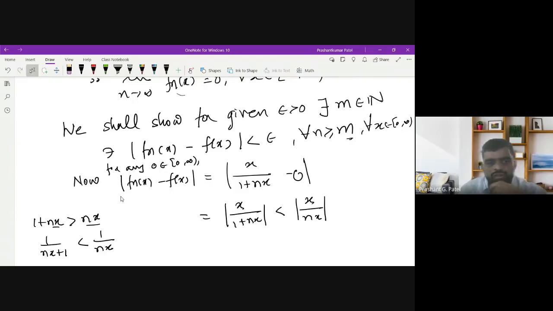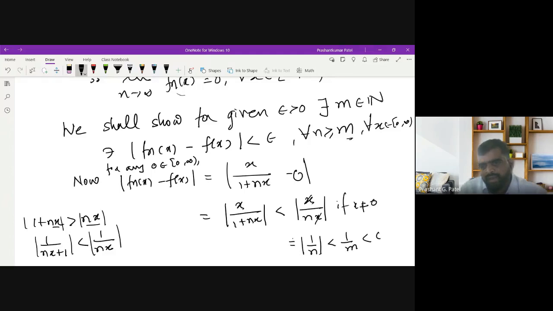If you take a modulus, then also no problem, because x is positive. Now x is cancelled out, provided x is not equal to 0. We can write this only if x is not equal to 0. If it is 0, it is a 0 function, so there is no problem with it. So therefore, this is equal to 1 upon n, and we can take this as 1 upon m, which is less than epsilon.